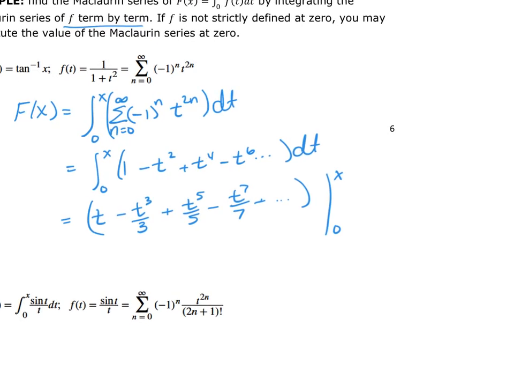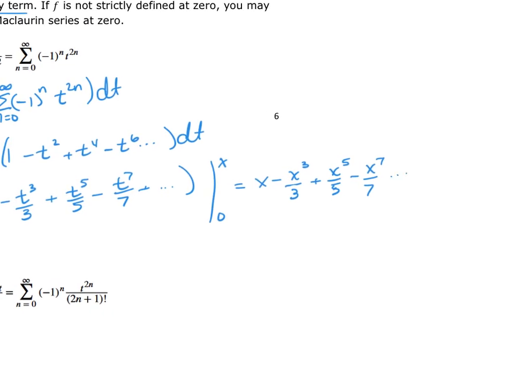What we know is that this then becomes x minus x raised to the 3rd power divided by 3, excuse me, that should be 3, and then plus x to the 5th divided by 5, and then minus x raised to the 7th divided by 7, and this continues.